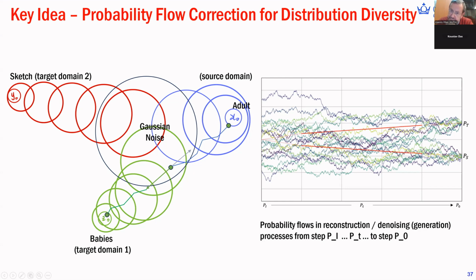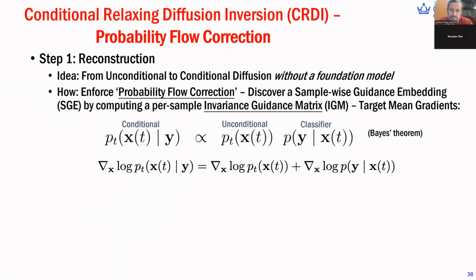Here's an example of how the model learns or progresses in the process of diverging into different parts of the distribution space. Those are the reconstruction and divergence processes. Let me speed up a little bit. There are two parts, reconstruction. The idea is, how do we convert an unconditional diffusion to a conditional diffusion without relying on a foundation model? The idea is to use what we call probability flow correction.